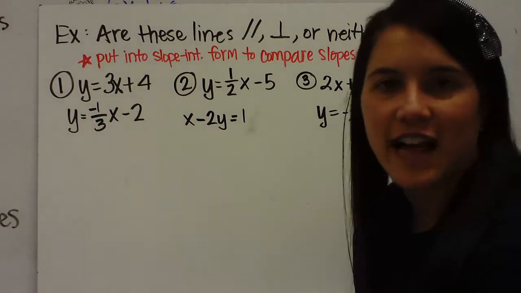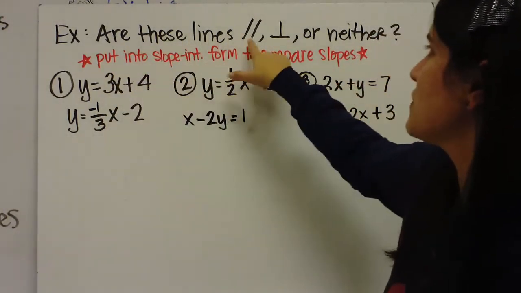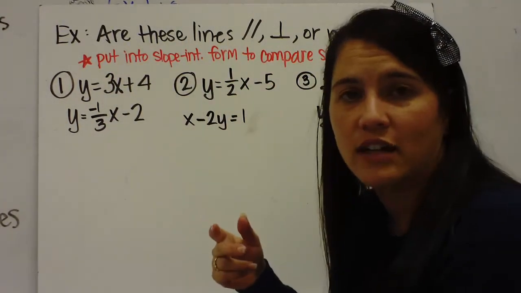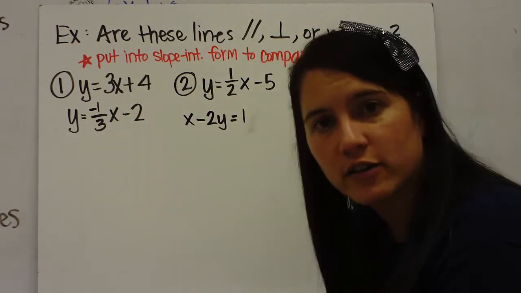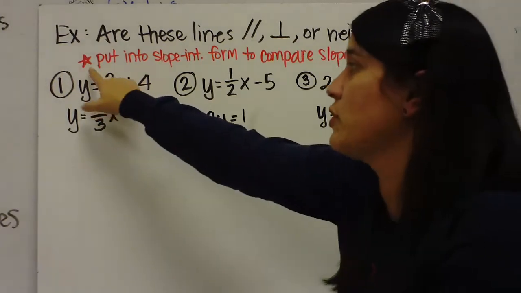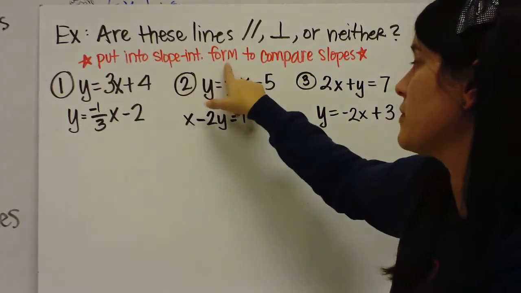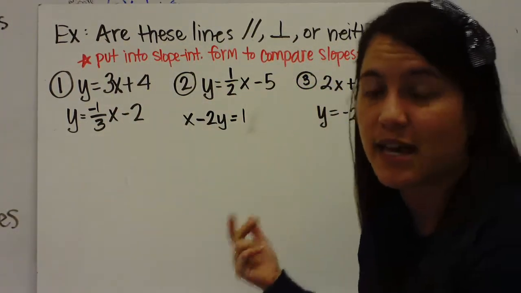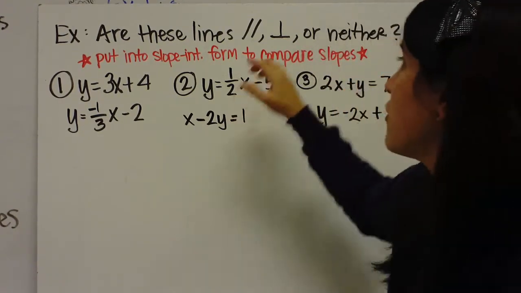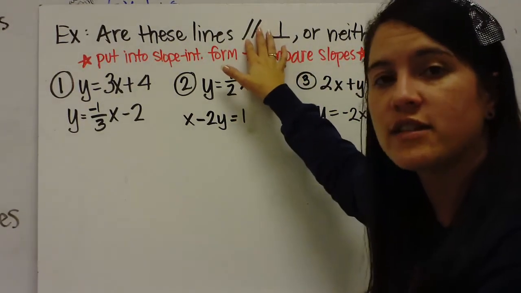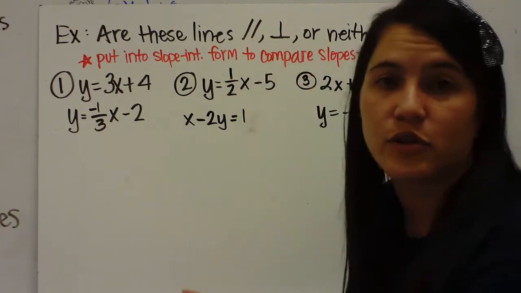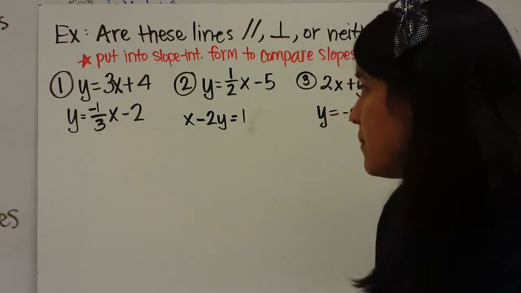Alright? So the last example is it says, are these lines parallel, perpendicular, or neither? We have two sets of lines. We have to decide if those lines are parallel lines, if they're perpendicular lines, or if they're neither. So I put a star. Put into slope-intercept form to compare the slopes. That's what we have to do. We have to look at the slopes. If the slopes are the same, then they're going to be parallel. If the slopes are opposite reciprocals, they're going to be perpendicular. If the slopes are neither of those, then that's neither.